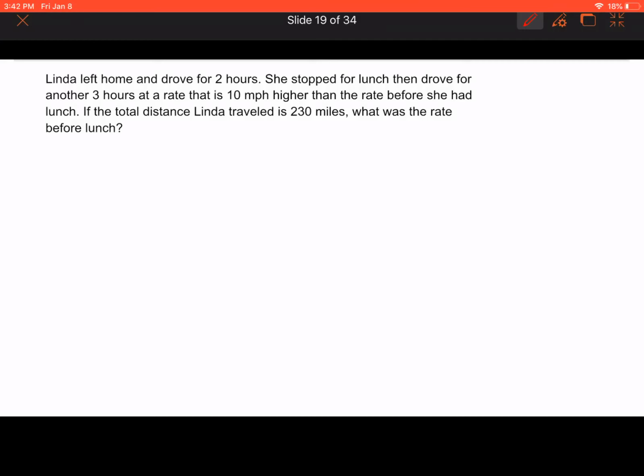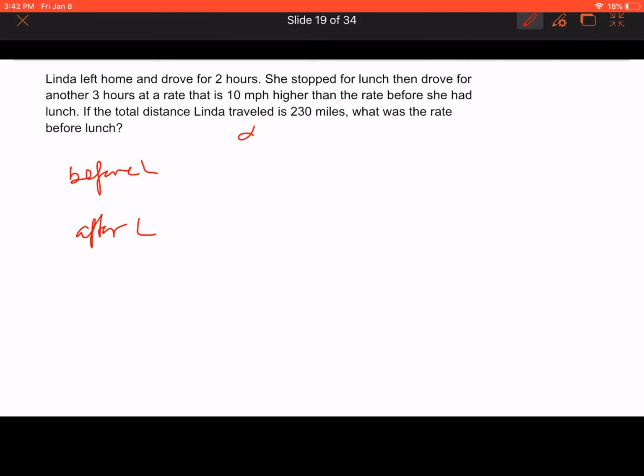She stopped for lunch, then drove for another 3 hours at a rate of 10 miles per hour higher than the rate before she had lunch. If the total distance Linda traveled is 230 miles, what was the rate before lunch? So she's making a travel before and after lunch, right?